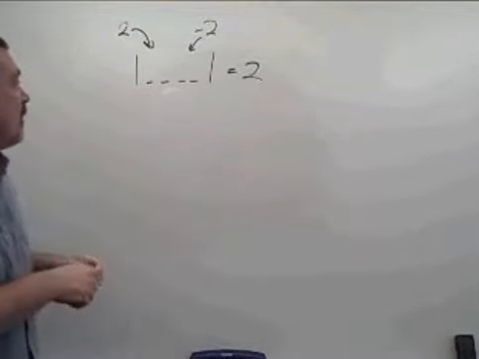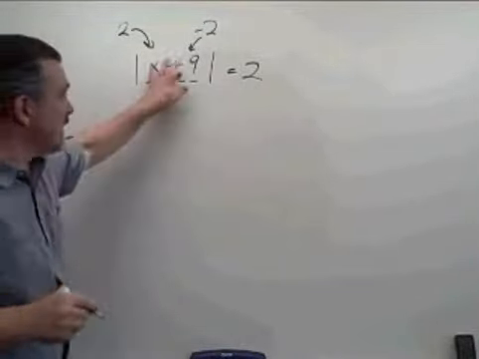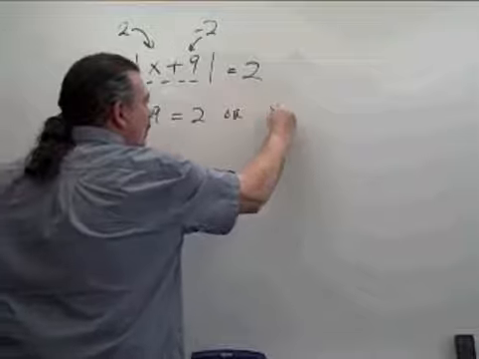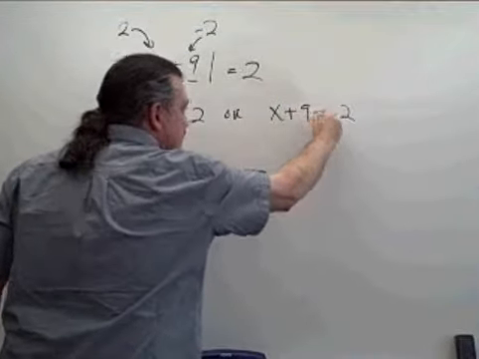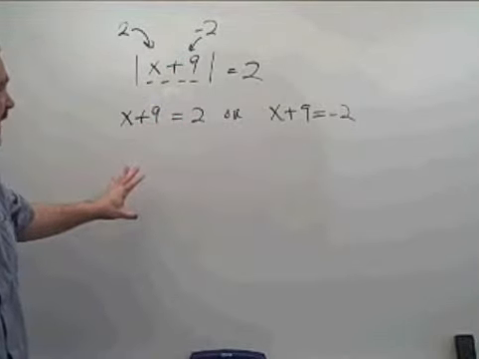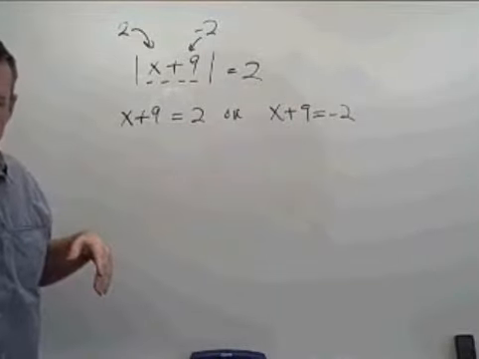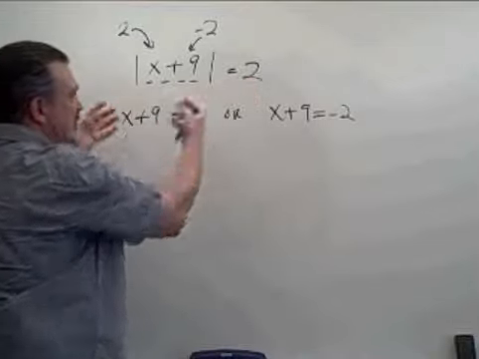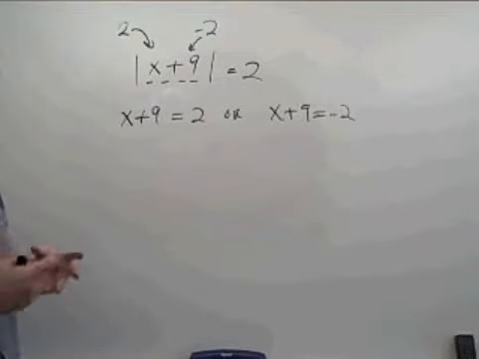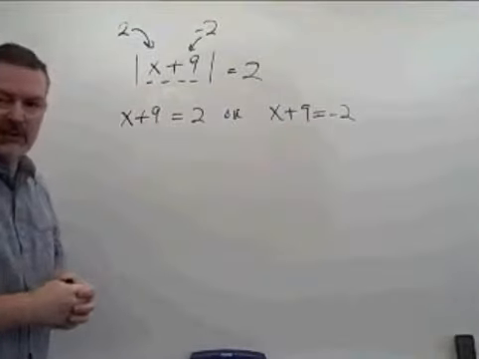So if that quantity was x plus 9, then wouldn't x plus 9 have to equal 2 or negative 2? If that quantity is going to have an absolute value of 2, the only way that can happen is that quantity has to be 2 or negative 2. So if we have the absolute value equation |x + 9| = 2, we can conclude that x + 9 has to equal 2 or x + 9 has to equal negative 2.